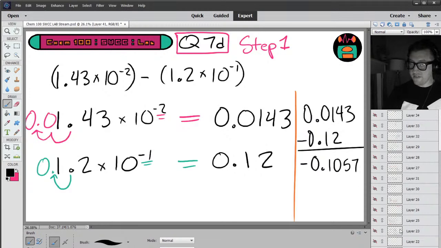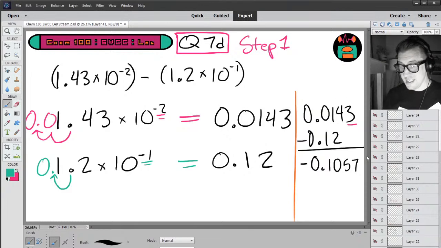Now, when you look at your sig figs, the first number has its last significant digit in the 4th decimal place. The second number has its last significant digit in the 2nd decimal place. That has to be the last decimal place in this number, so this number will have 2 significant digits. That is step 1. That is our numerator.